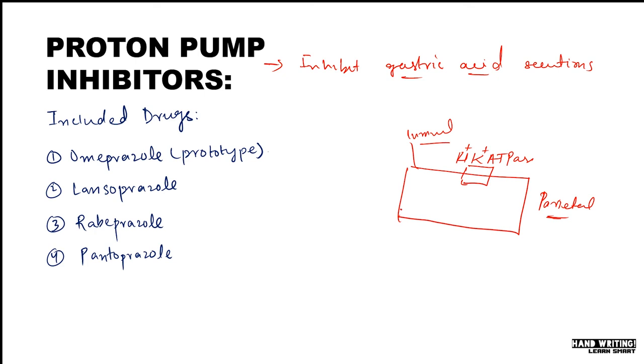Proton pump inhibitors include drugs like omeprazole, lansoprazole, rabeprazole, pantoprazole, and all drugs which end in prazole, like esomeprazole, etc. The prototypic drug of the proton pump inhibitors, or PPI, is omeprazole.